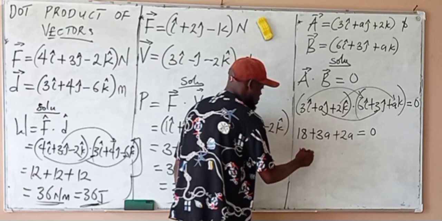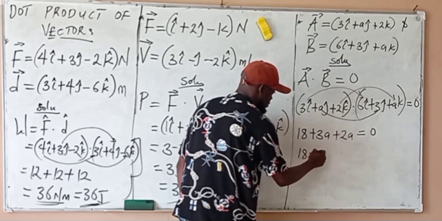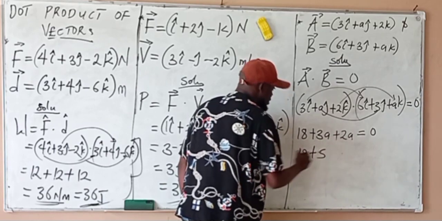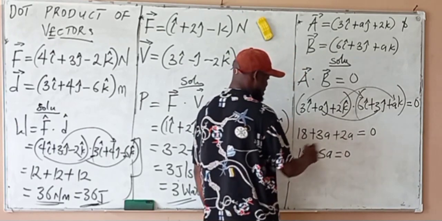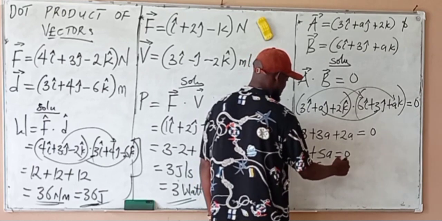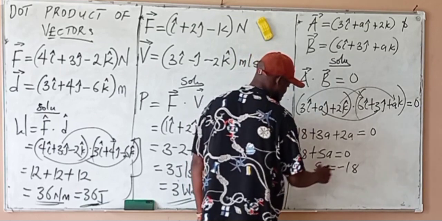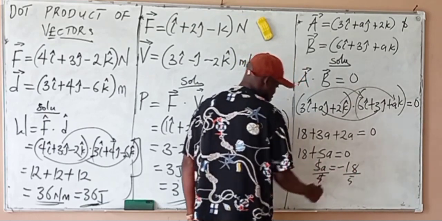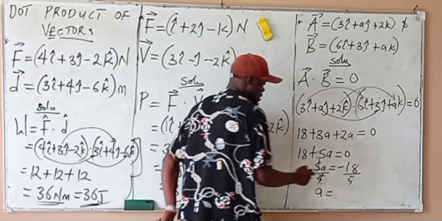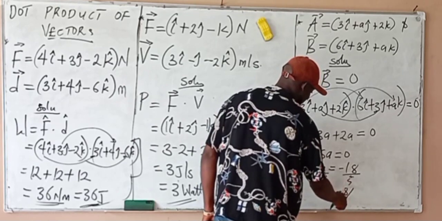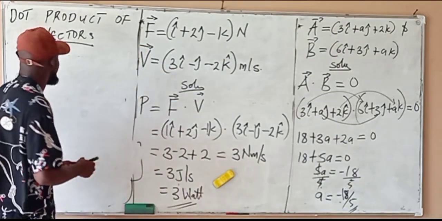Next, 3A plus 2A becomes 5A, so 18 plus 5A is equal to 0. Then, moving the 18 to the other side, 5A is equal to minus 18. If I divide both sides by 5, the 5 will cancel 5, and only A will be here, because we are looking for A. So A is minus 18 over 5.